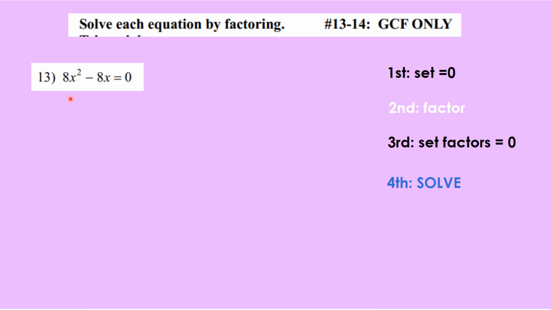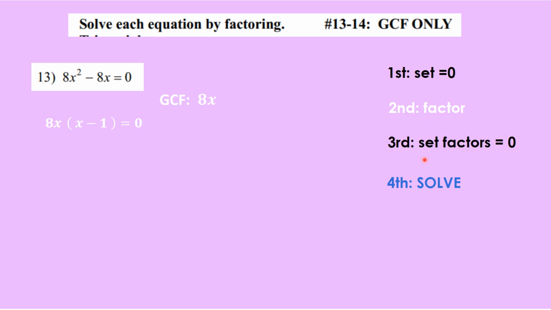Well, 8x squared minus 8x equals 0. I notice that both of the terms are divisible by 8x. So let's factor out the GCF, 8x. Remember, that's the same as dividing through. That'll leave you with an x minus 1. So it's 8x multiplied by the quantity x minus 1 equal to 0. So that's my second step.